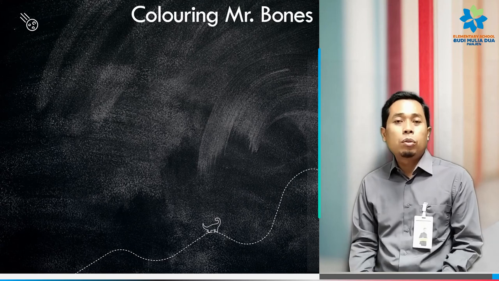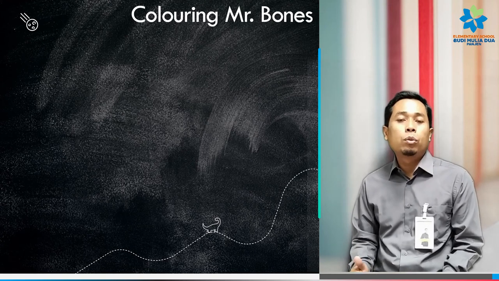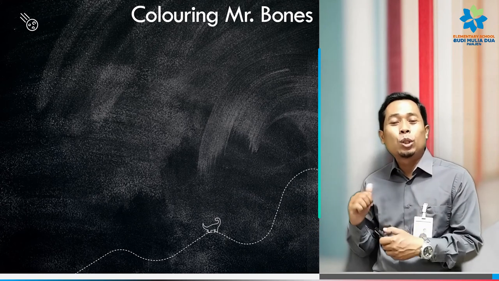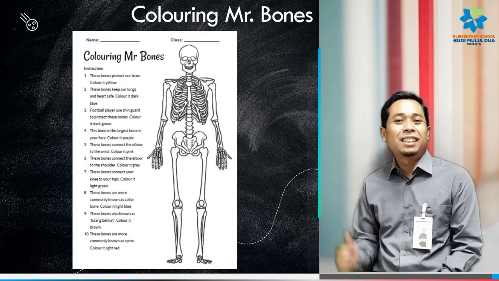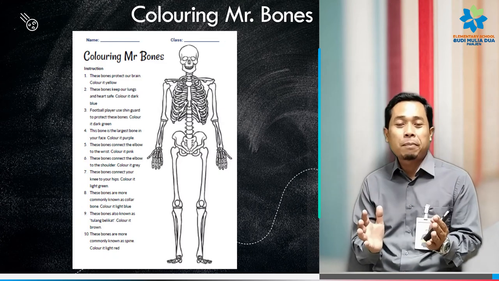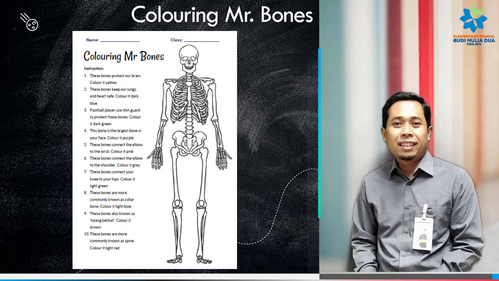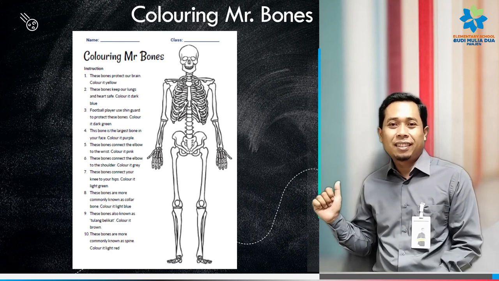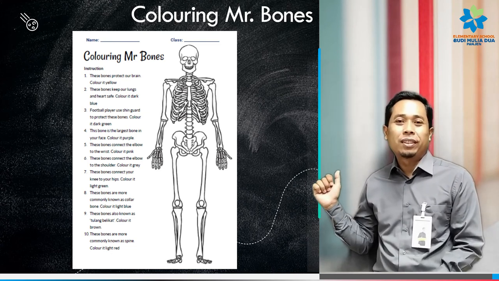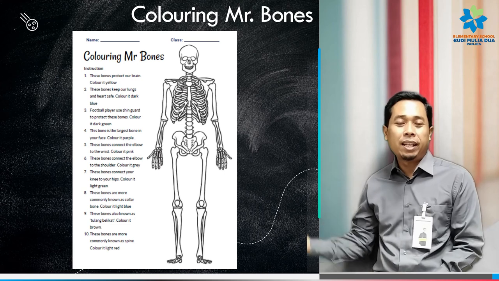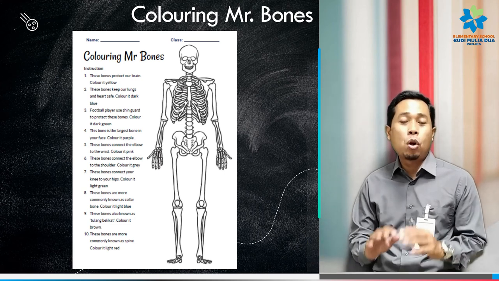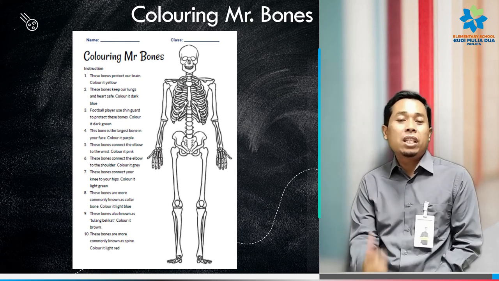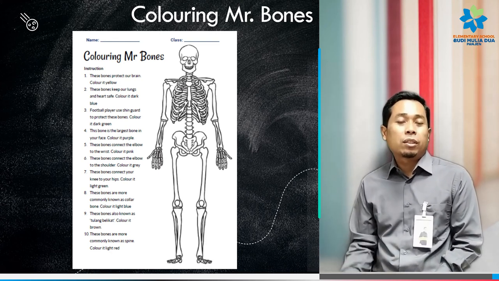Today, to review about human skeleton and why do we need skeleton, there is an activity. This is a fun activity. You just need to color Mr. Bones. This is the worksheet that I'm sure you have got in your lesson kit. Coloring Mr. Bones, follow the instruction on the right side, and then color Mr. Bones. After that, if you have finished, you may submit it into Google Classroom, or you may submit it when you are taking your lesson kit for the next week.